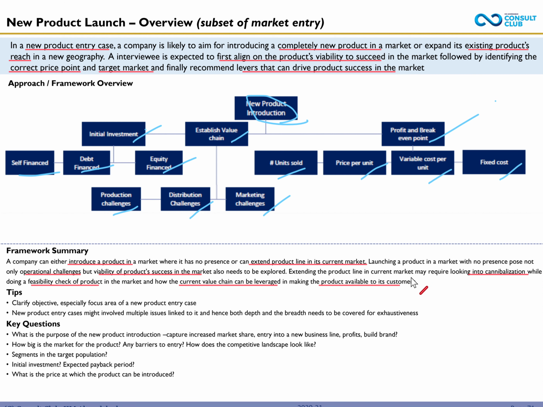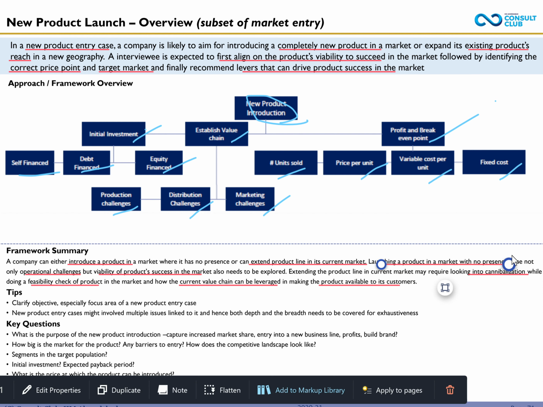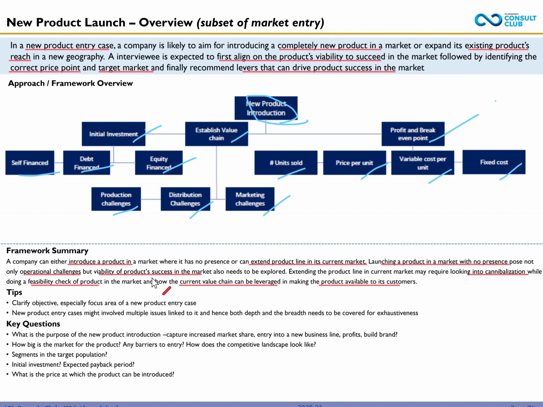So, a couple of things to look for. When you're launching a product in a market with no presence, you not only pose operational challenges but also viability of the product's success. Will the product succeed or not in that market? But if you're extending a product line in your current market, you have to look into cannibalization, how this product is going to affect the sales of your other products, that is cannibalization.